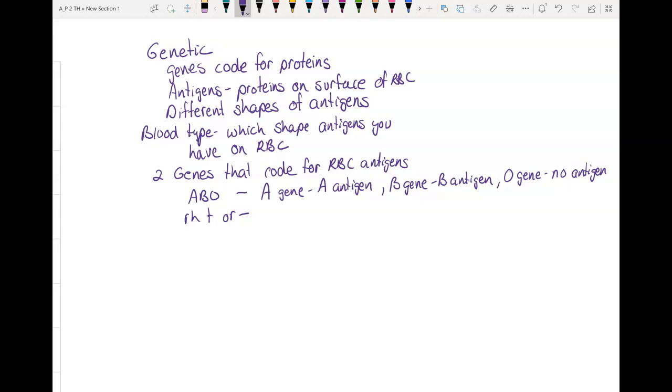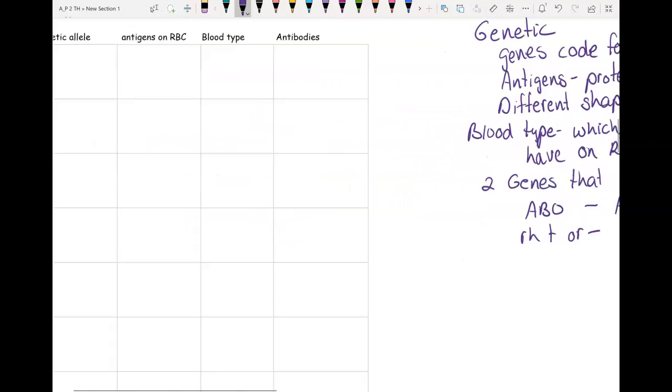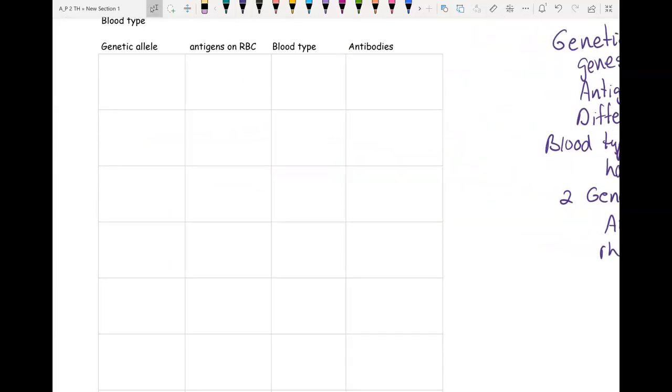And for Rh, if you have capital D, that codes for having the D antigen. Or you can have lowercase d, which like O means no D antigen. We're going to fill out this chart, and as we fill out this chart, you'll start to see the pattern and it'll start making a lot of sense. So first for the genetics, it's 2 genes. So you have the ABO and you have the Rh.